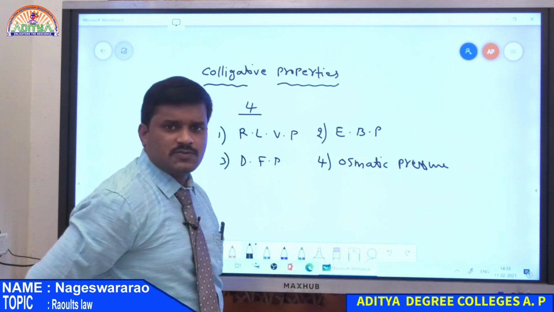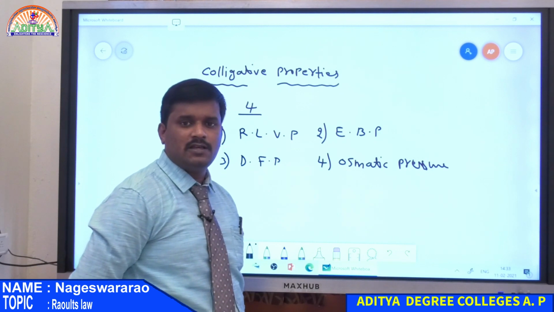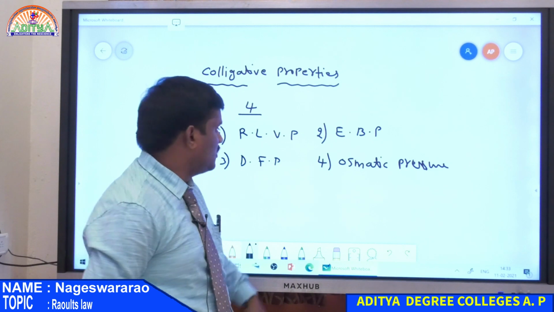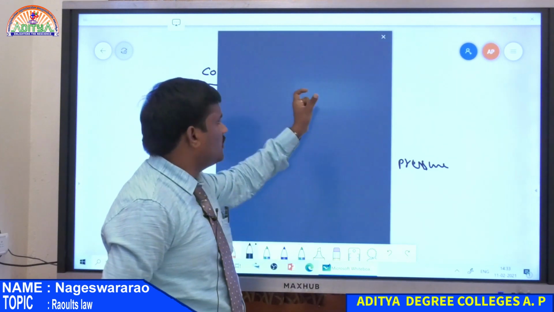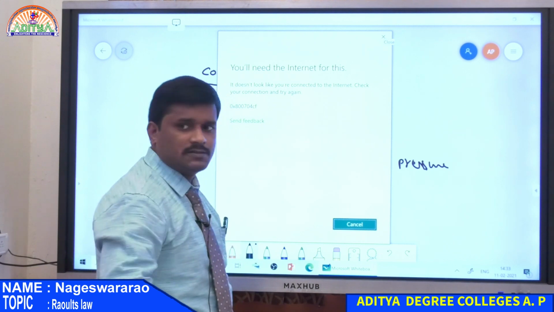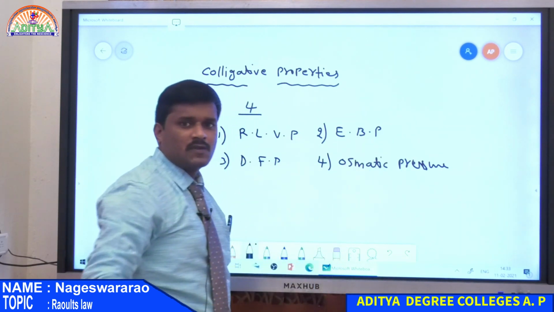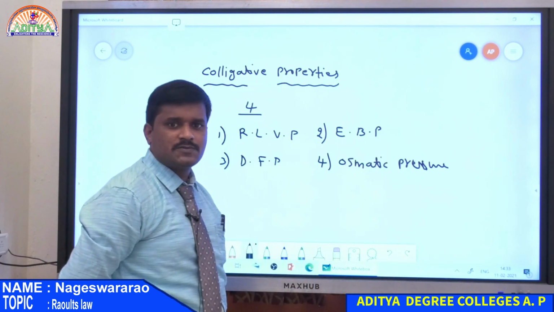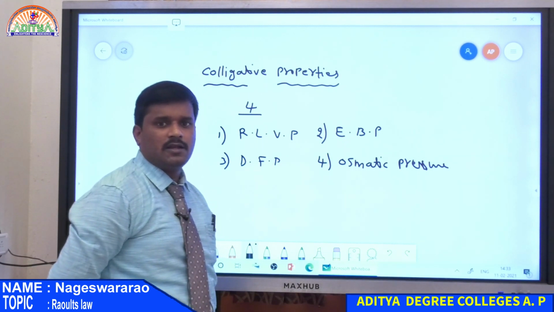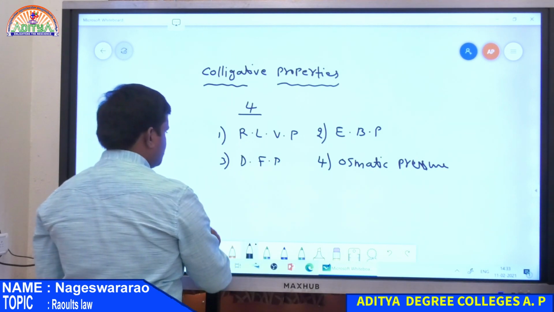All these properties depend only on the number of moles of solute particles present in the solution but not on the nature of the solute. These properties are nothing but colligative properties. So first of all we discussed RLVP.